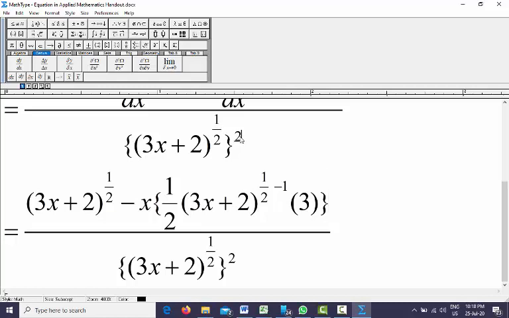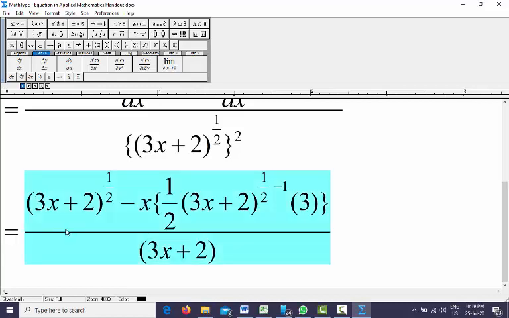Now the denominator part: as you can see, there is a power inside the bracket, which is power half, and there is a power outside the bracket, which is 2. So these 2 and this half will get multiplied, and the 2 and the 2 will cancel each other out. So we will have only power 1, and as you know, power 1 you don't have to write. So in the denominator we will have only 3x plus 2, right? So let's move to the next step.